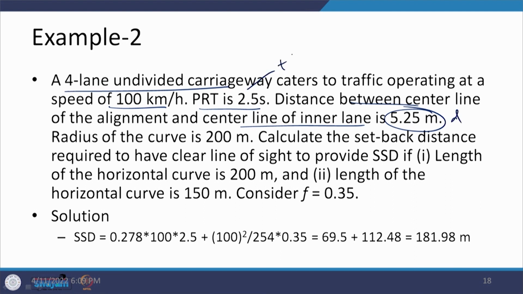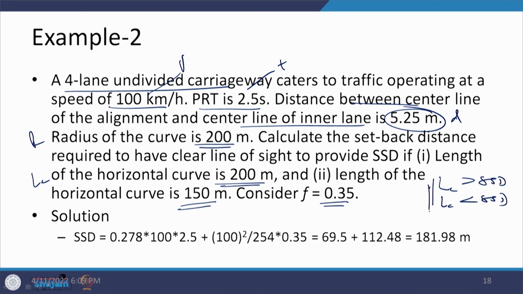So, this is a small t, this is capital V. Radius of the curve is 200 meters. So, R is given here. Calculate the setback distance required to have a clear line of sight to provide SSD if the length of horizontal curve is 200 meters or it is 150 meters. So, LC 2 conditions are being given to us. Consider F as 0.35. Now, when we are talking about LC, we are considering whether LC is greater than SSD or LC is less than SSD. These two conditions we are talking.